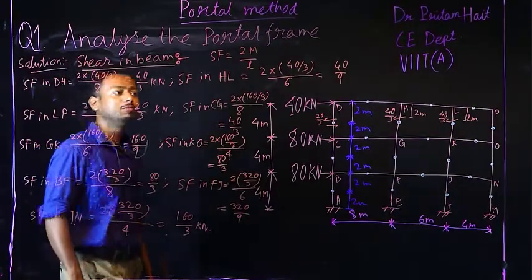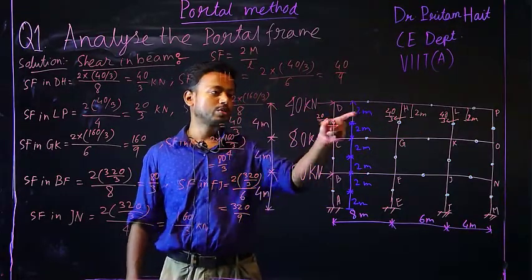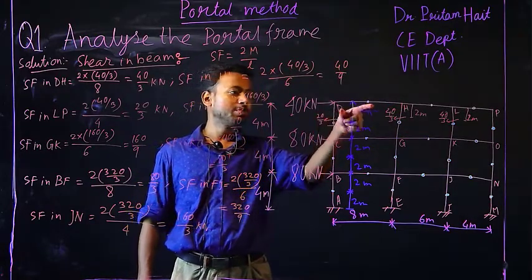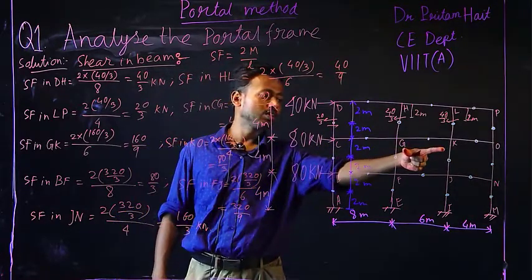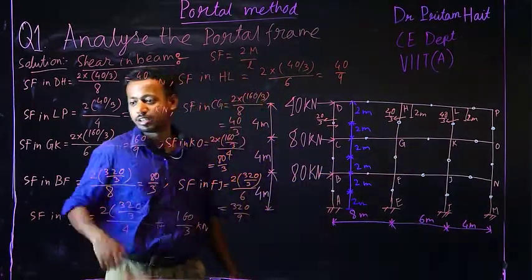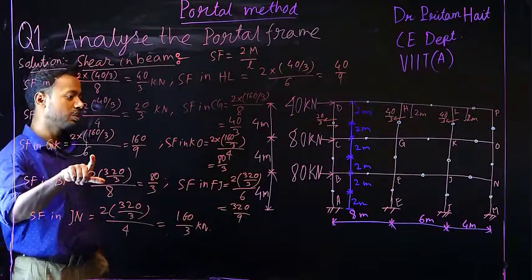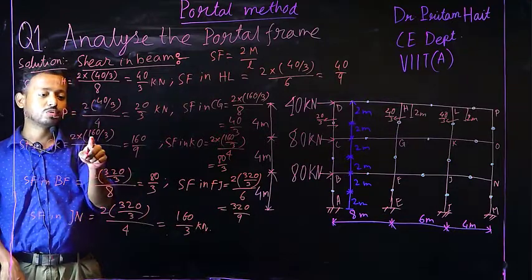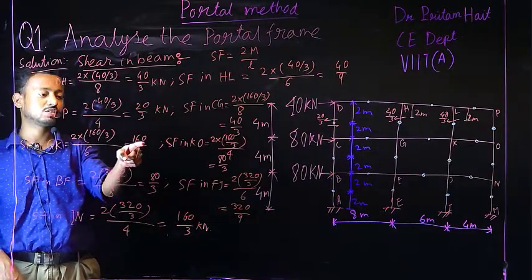So now we will calculate the beam shear. What are the shear forces acting in each beam? To calculate the shear force in each beam, we can use 2M by L, where M is the beam moment and L is the span of each beam. Suppose you want to calculate the shear force in GK. Here M is 160 by 3 and L is 6 meter. So using the formula 2M by L, 2 into 160 by 3 by 6, I can calculate the shear force in GK as 160 by 9.